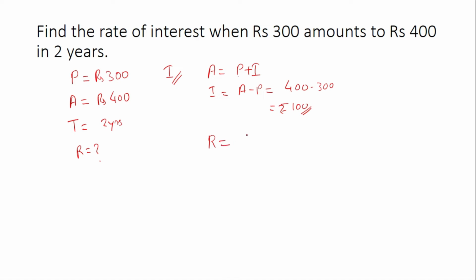Now formula for rate is I into 100 by P into T. Now put the values. It is 100 into 100 by 300 into 2. When you solve it, you will get the answer 16 whole 2 by 3%. Since we are finding rate, so you have to write per annum.